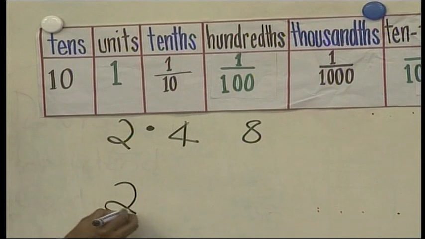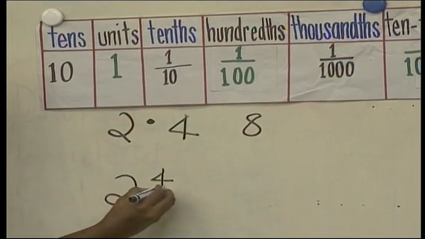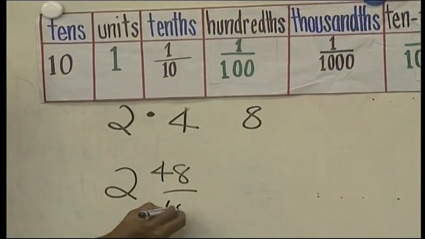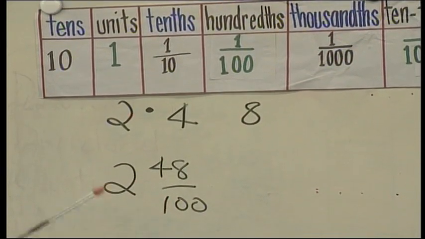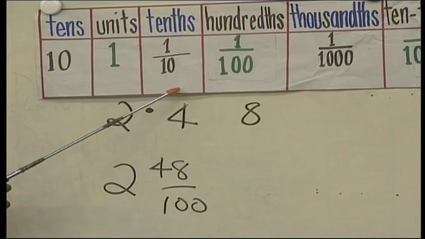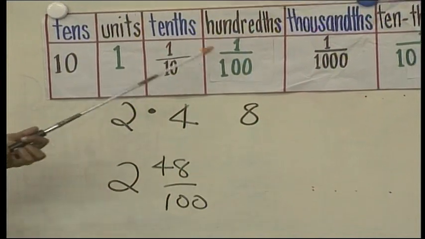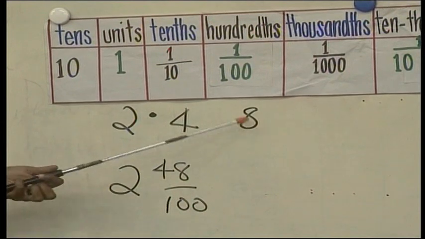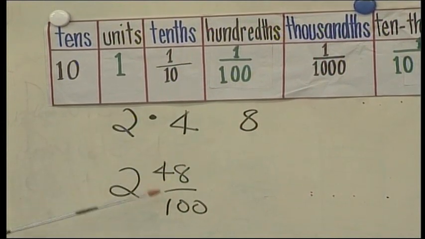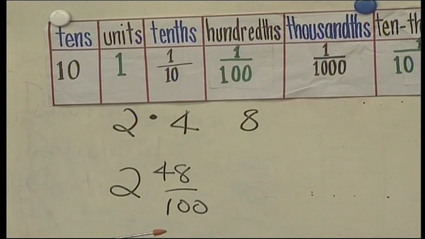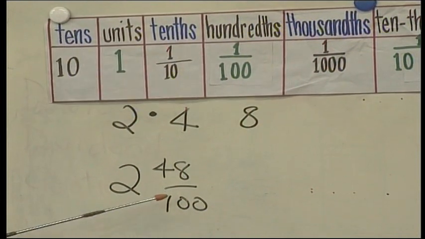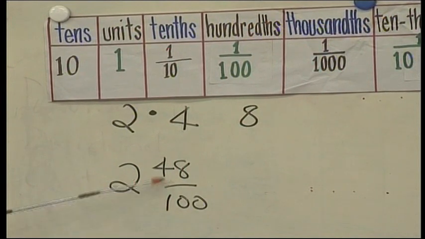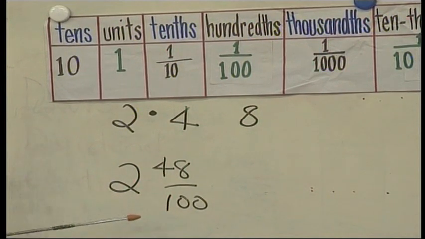Two whole and 48/100. Okay, 2 whole and 48/100. Because 4 is in the tenths, 8 is in the hundredths. So we have it as 2.48, 2 whole and 48/100. Can we simplify? Yes, we can simplify 48 and 100. If you find any fraction that you can simplify, you simplify further, okay, receiving students?